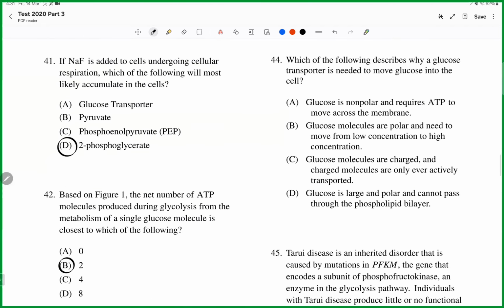Which of the following describes why a glucose transporter is needed? Isn't glucose a polar molecule? It's very polar. Lots of oxygen, lots of OH, lots of hydrogen bonding. So it's not A. And glucose goes from high to low. High to low. Okay? No, glucose is not charged. It's going from high to low, not low to high.